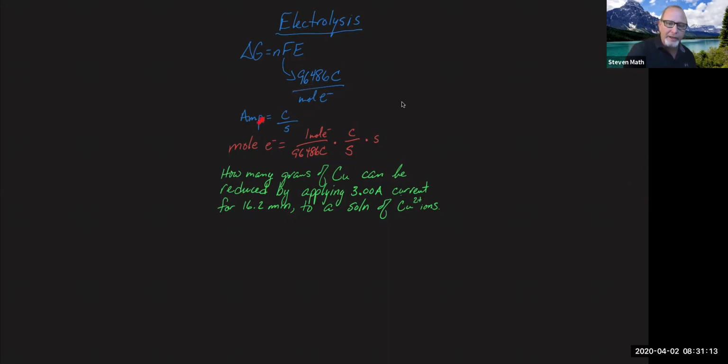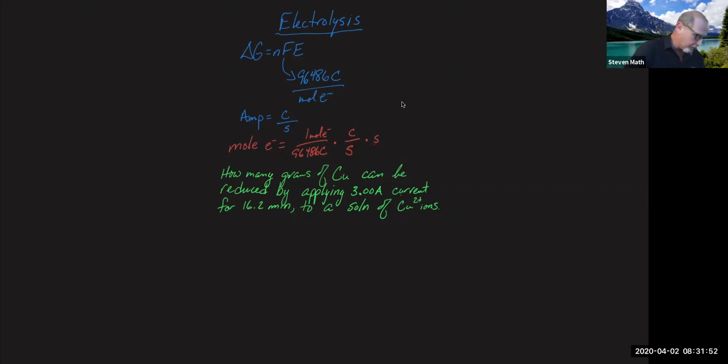Now, the other player we need to introduce here is an amp. Amps are basically how much charge, coulombs, per unit of time. You're going to learn more about this in physics when you do circuits, but for our purposes, it's just how much charge per time. So when we're looking at these problems, the takeaway is we want to get to moles of electrons, because from moles of electrons, we can find out how many grams of material we're going to need. So we get a mole of electrons by using Faraday's constant times the amperage times the time.